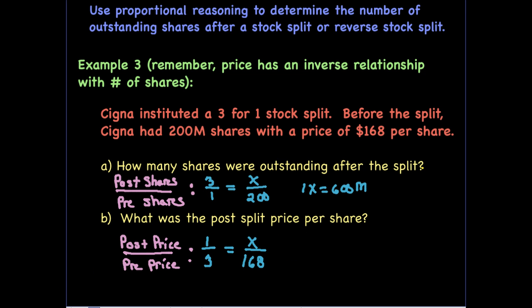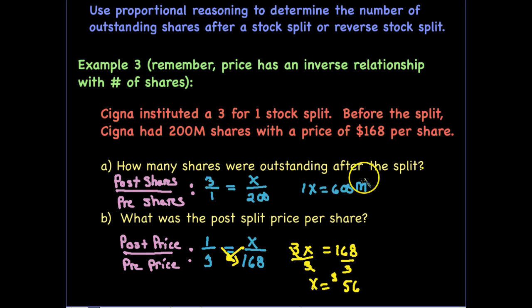So if we cross multiply, x times 3 is 3x, and 1 times 168 is 168. Dividing by 3 will help us solve for x. 3 divided by 3 is 1x, and 168 divided by 3 gives us $56.